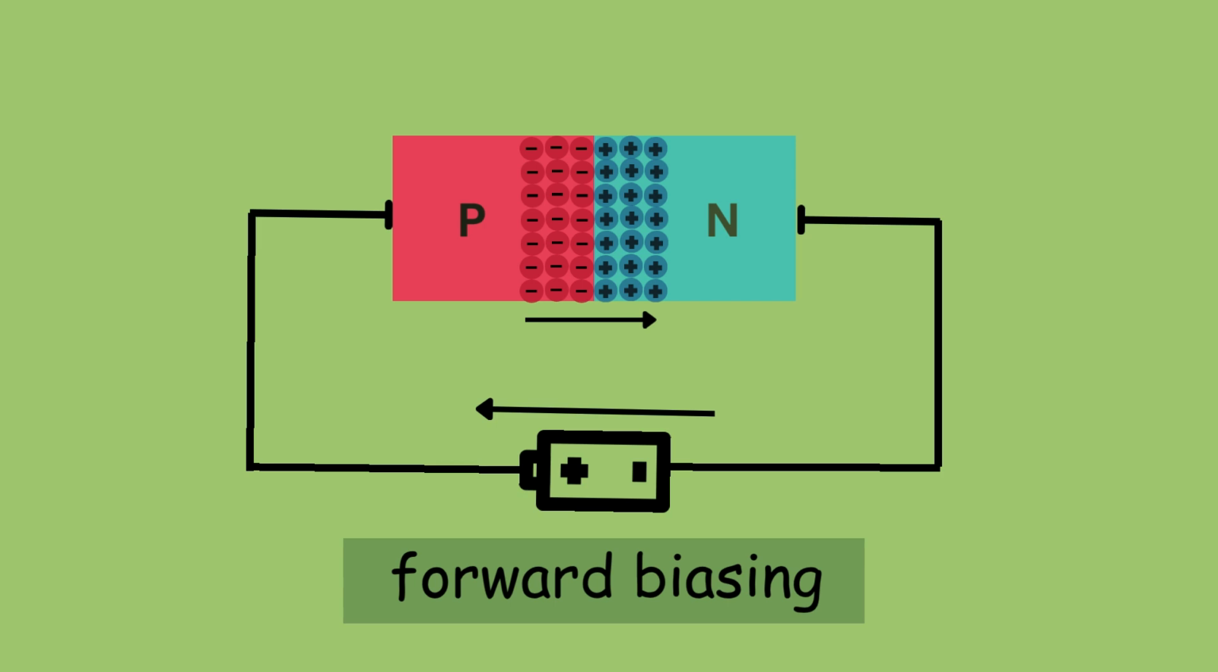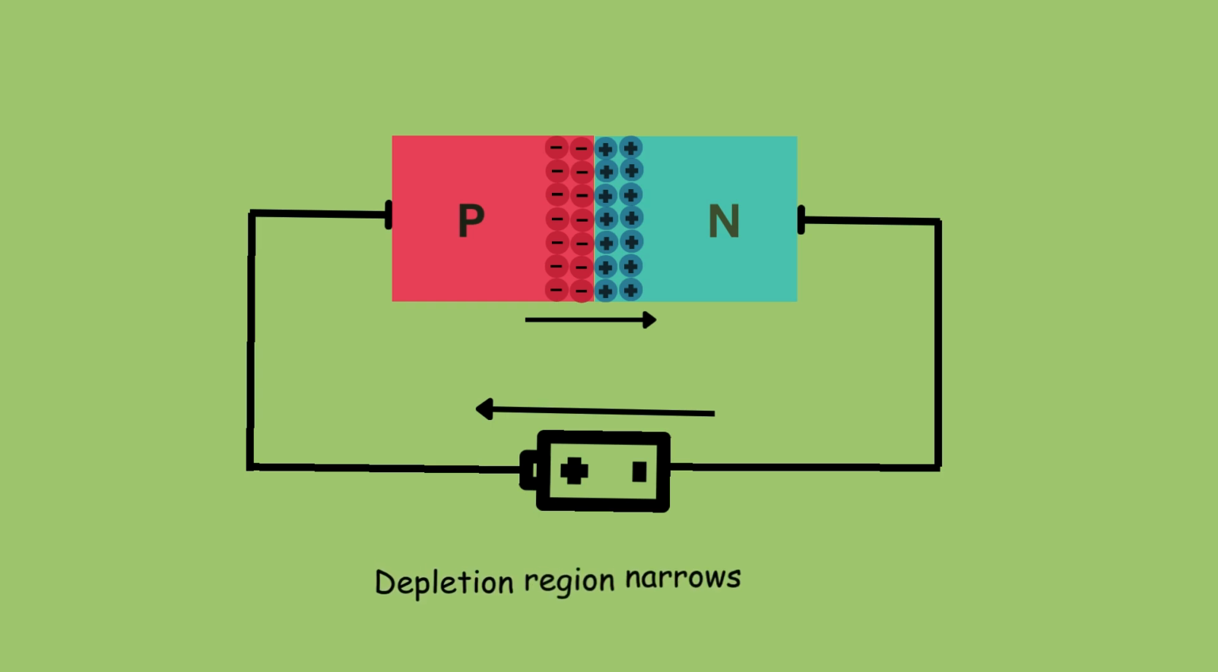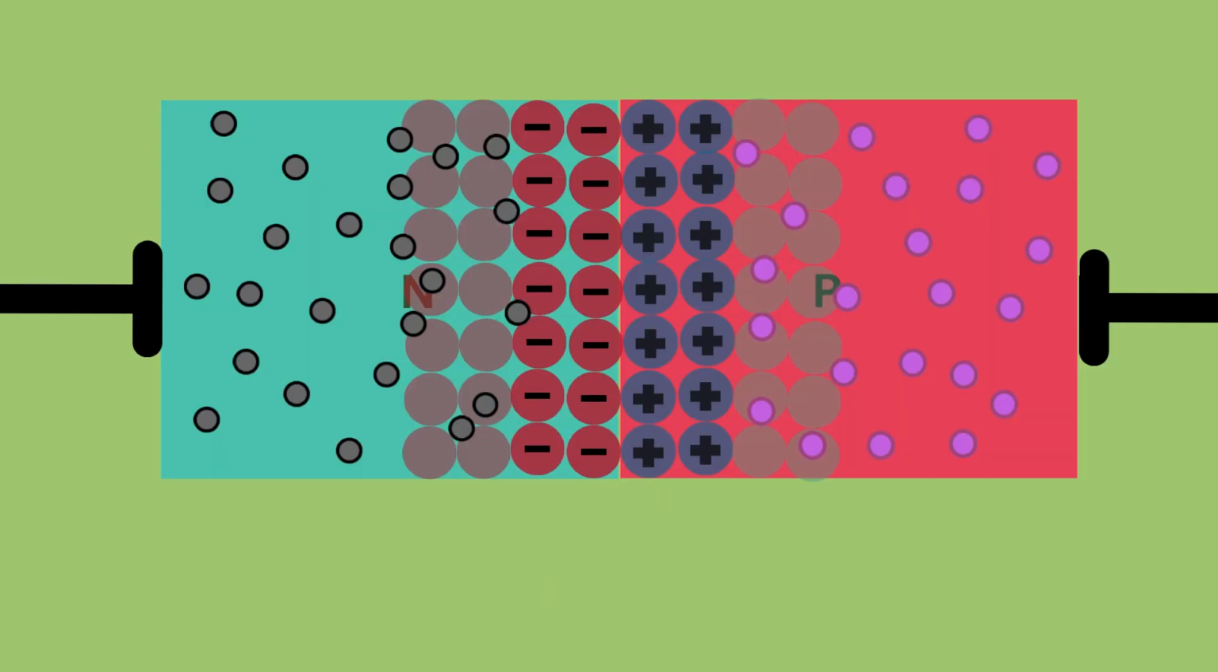Let's say we connect a battery to the junction with the positive terminal to the P side and the negative terminal to the N side. This is called forward bias. Now, the electric field from the battery opposes the electric field of the depletion region. This shrinks the depletion region, making it easier for electrons and holes to cross over. Electrons are pushed from the N side and holes are pushed from the P side, and current begins to flow.